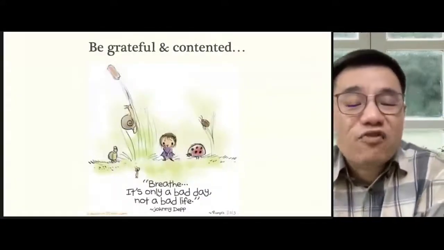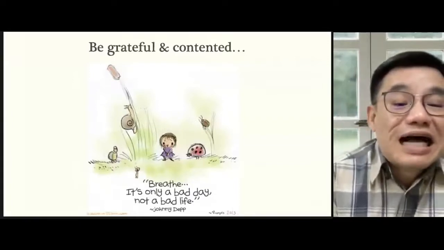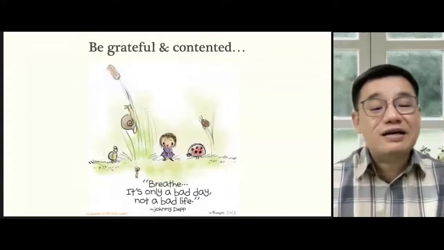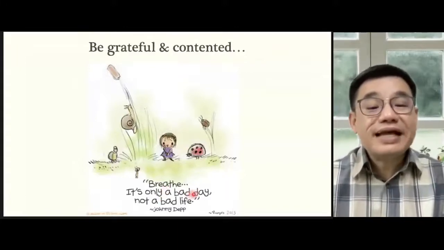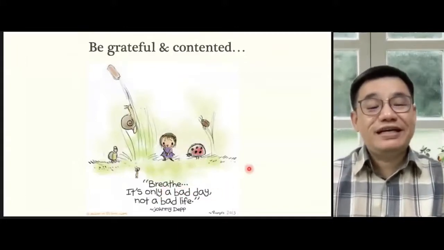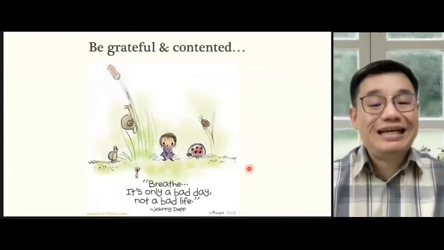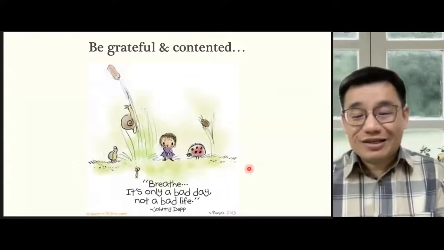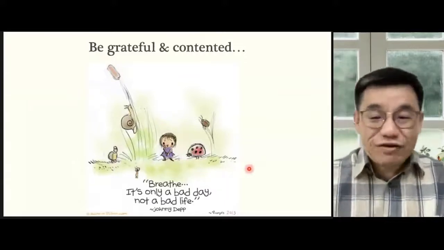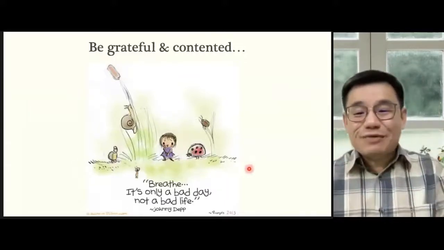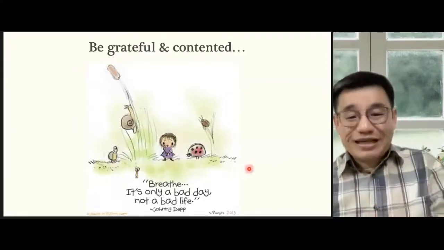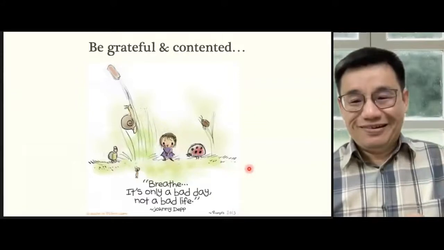These cartoons come from a cartoonist by the name Phang. A very good way to remind ourselves. This one says, breathe. It's only a bad day, not a bad life. So in case some of you have a bad day today, it's important to remind ourselves, yes, this might be a bad day, but it's not a bad life.